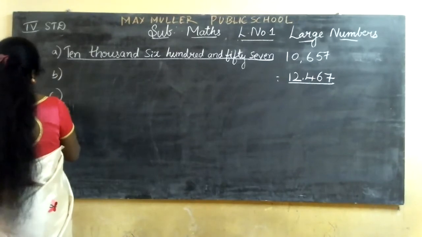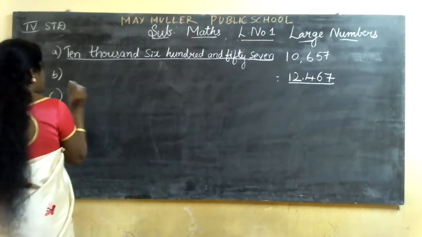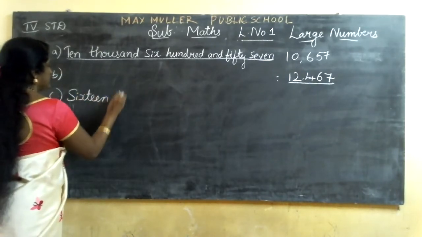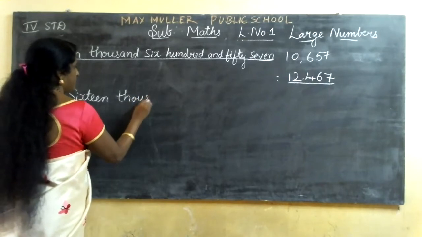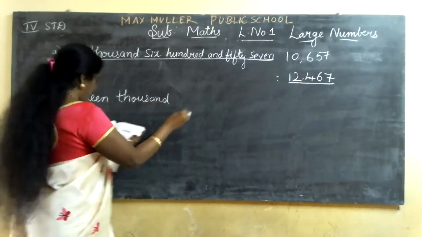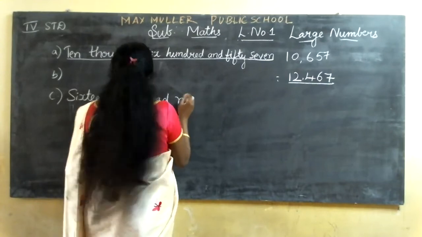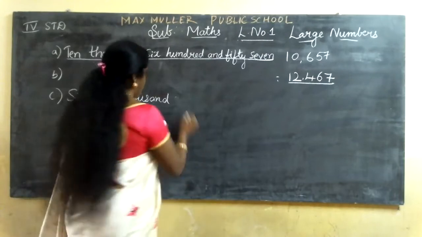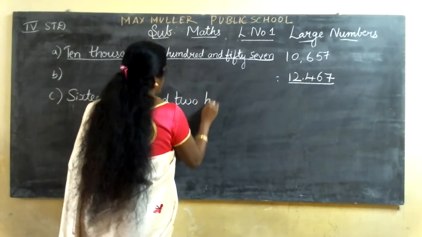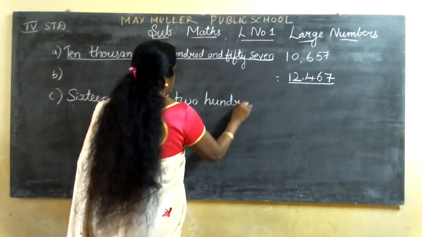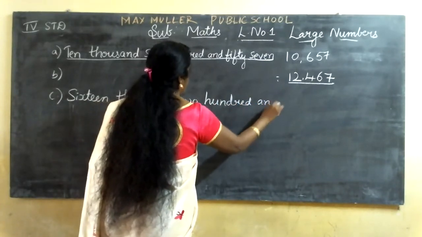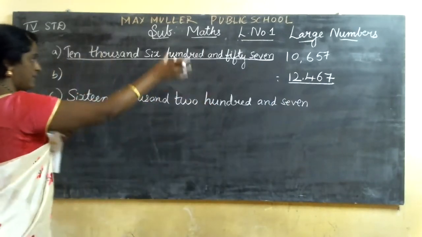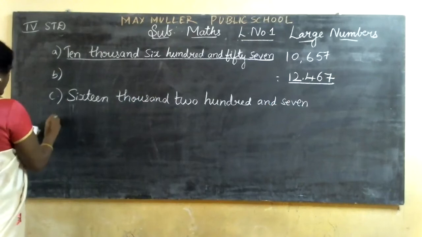Next is C. C1 is 16,000. See here, 16. 16,902. 207. 16,200. There only one number, so 207. Where is the dash? Second one, that's a number dash. Third one is number names dash.